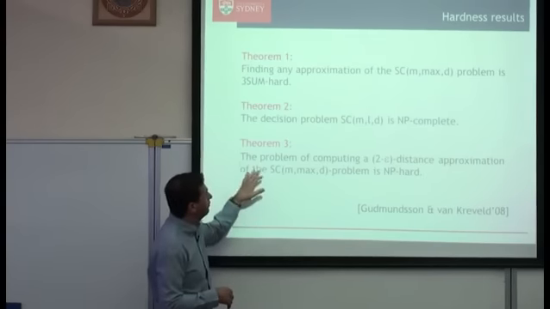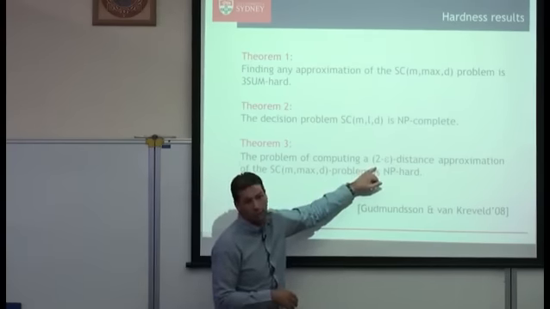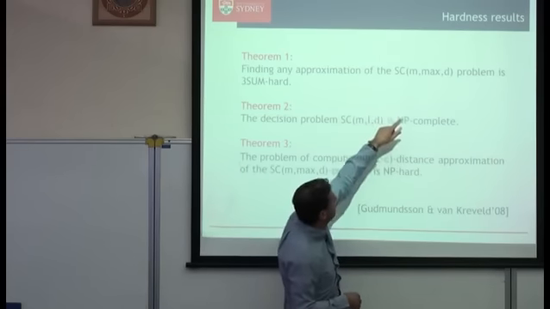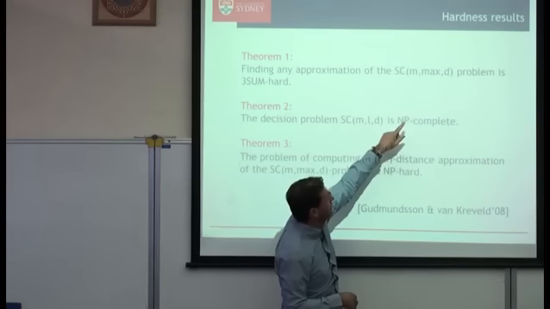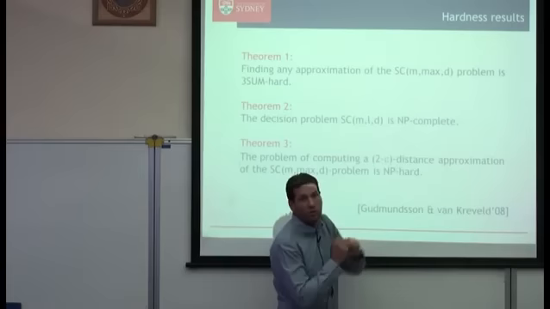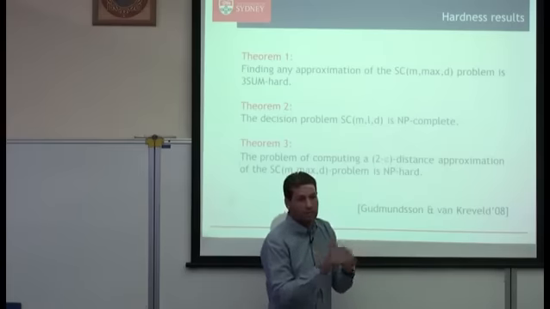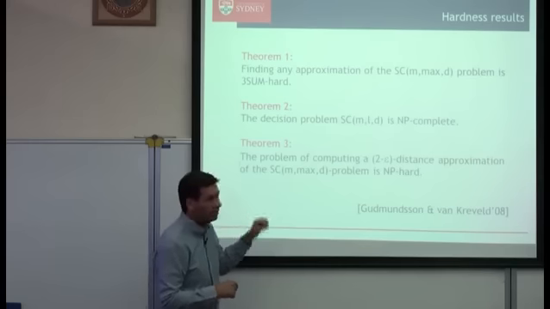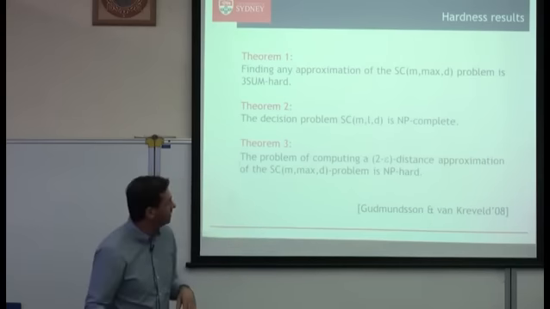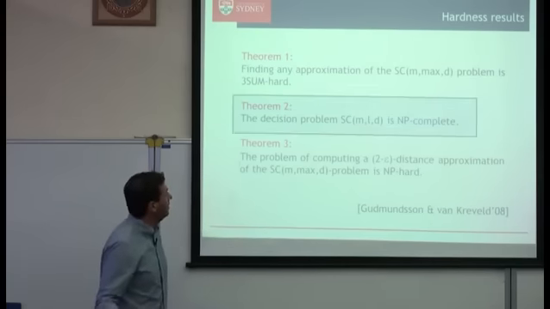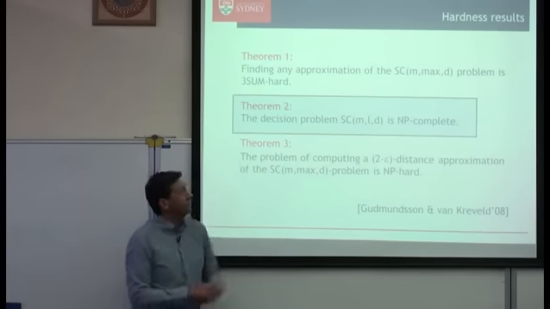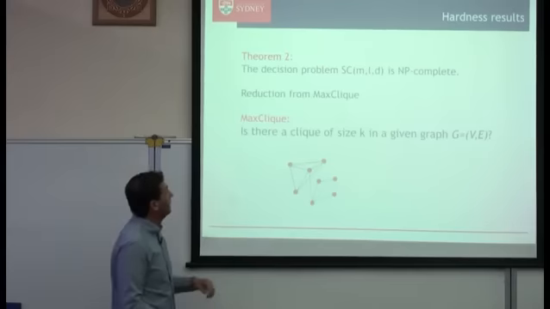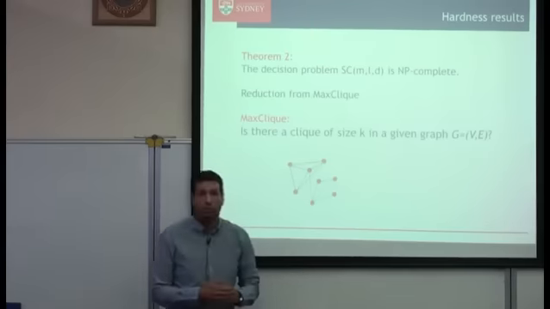And we'll also show that even if we want to have a 2 minus epsilon distance approximation, so the Fréchet distance D, even if I would allow a larger distance, it is still very hard to approximate, right? So I'll show you later on what this actually means. So I'm going to show you that this decision problem is NP-complete. Okay, and I will do a reduction from max clique.